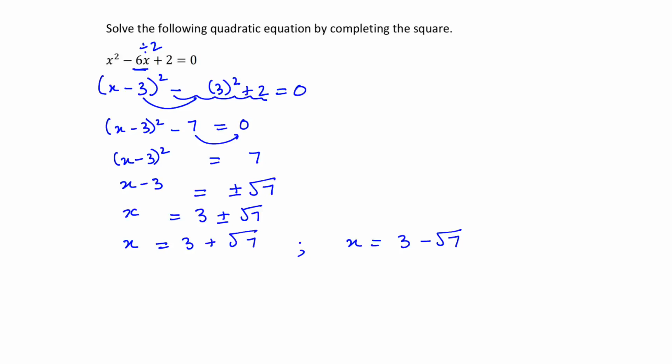In the next video, I'm going to show you how to solve a quadratic equation by completing the square when the coefficient of x² is not 1.